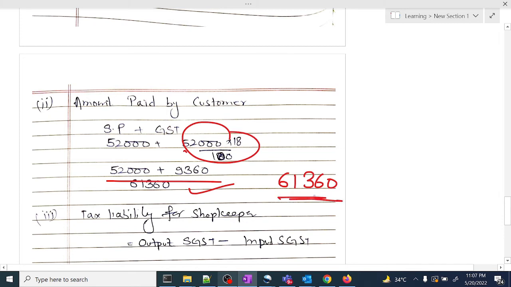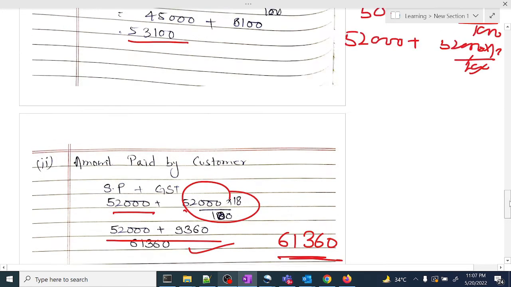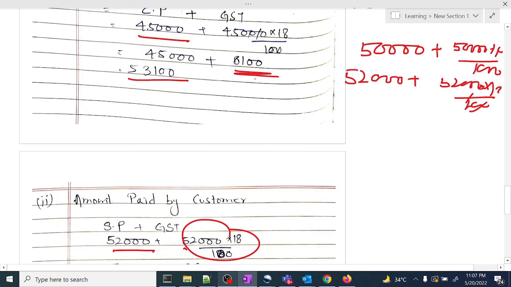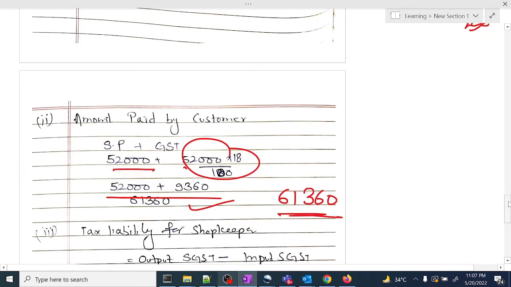See, this amount is higher because the selling price is higher, and a higher selling price means higher GST. So if you see above, GST was 8,100 because my price was less for the shopkeeper. For the consumer, the price is more, so GST is more, right?